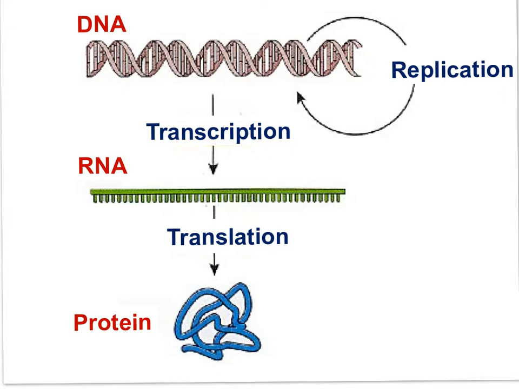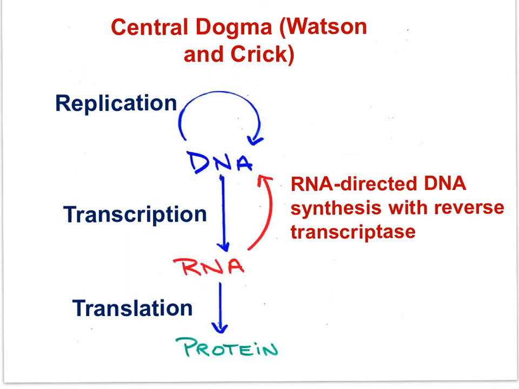Transcription is the synthesis of RNA from the DNA template, whereas translation is the synthesis of a polypeptide from an RNA template. Here is the Watson and Crick central dogma once again, but notice that I've added RNA to DNA. Now this is a bit unusual, but RNA viruses, such as HIV, have an enzyme known as reverse transcriptase that copies RNA to DNA. We'll come back to look at this enzyme when we study genetic engineering.